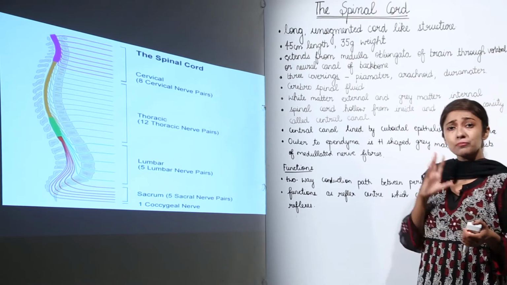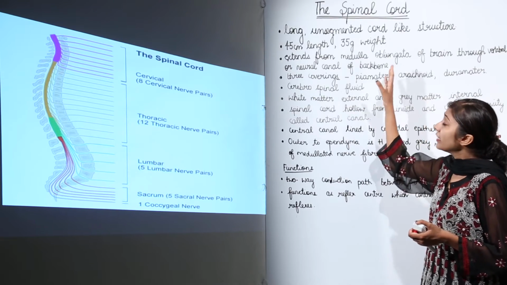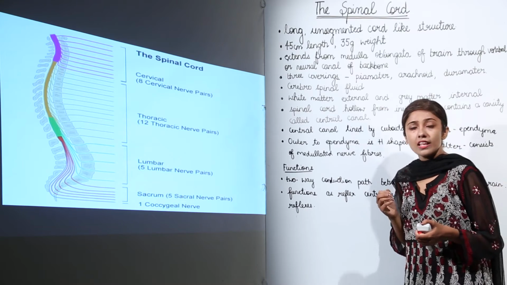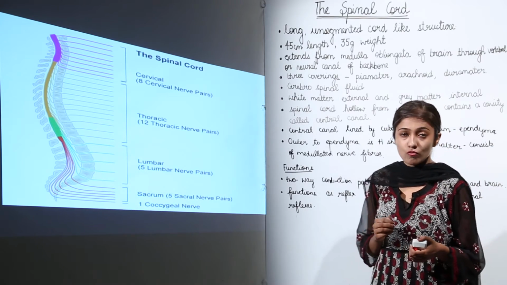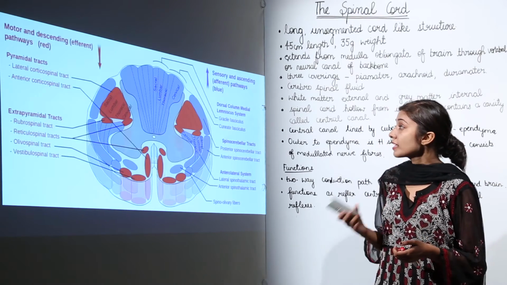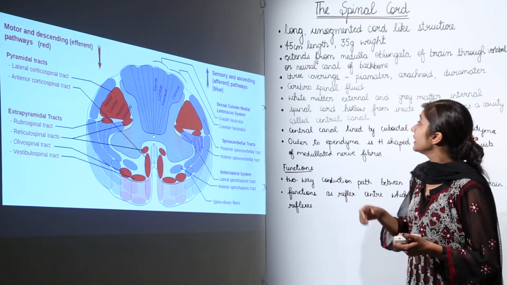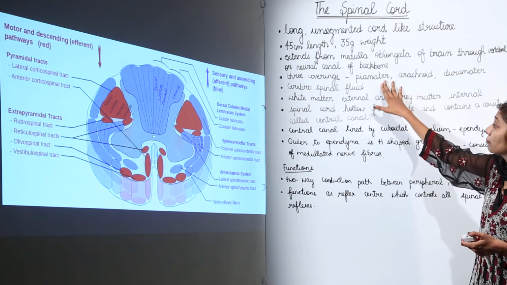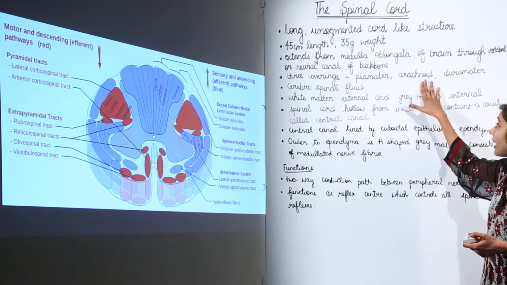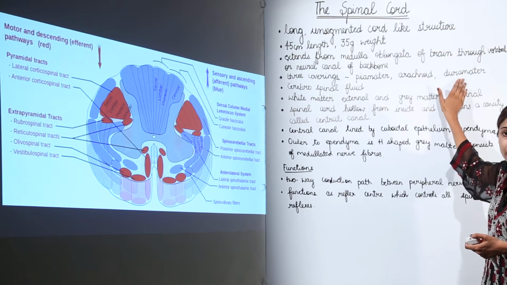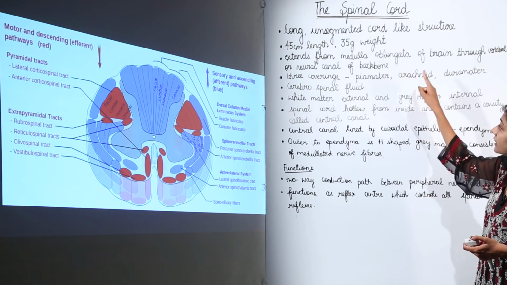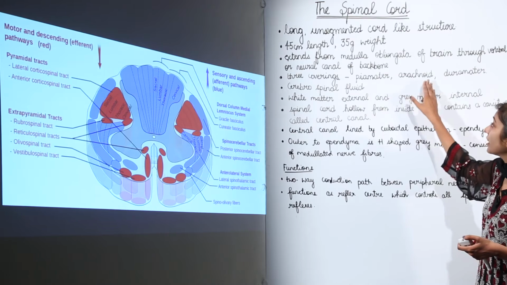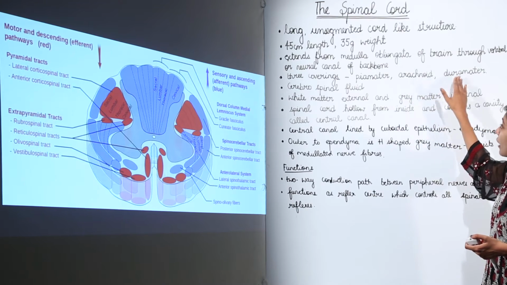Now, like the brain, spinal cord also has three coverings, three membranes that we call as meninges. What do we call them as? We call them as meninges. And these meninges, the innermost meninges is the pia mater, then we have arachnoid, then we have dura mater. So, these are the three membranes. The innermost membrane is the pia mater, then the middle one is the arachnoid and the outer one is the dura mater.